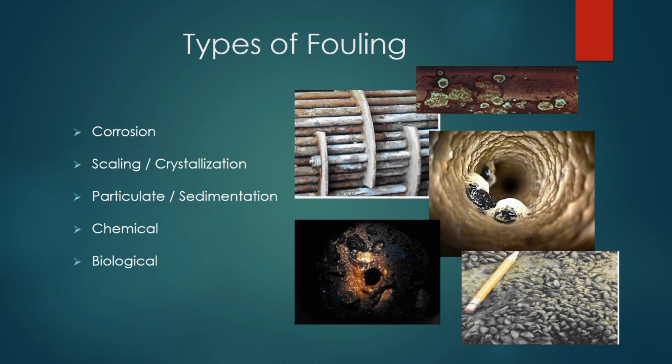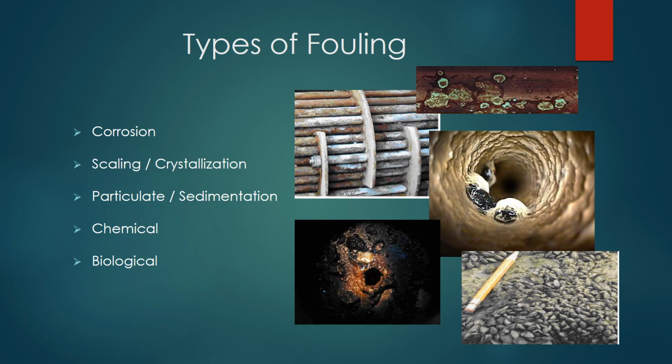There are different types of fouling mechanisms. They can occur individually, but in most cases they occur simultaneously, like scaling and corrosion. Scaling is one of the most common types of fouling. It is the result of insoluble minerals in the fluid being deposited onto the pipe surfaces.